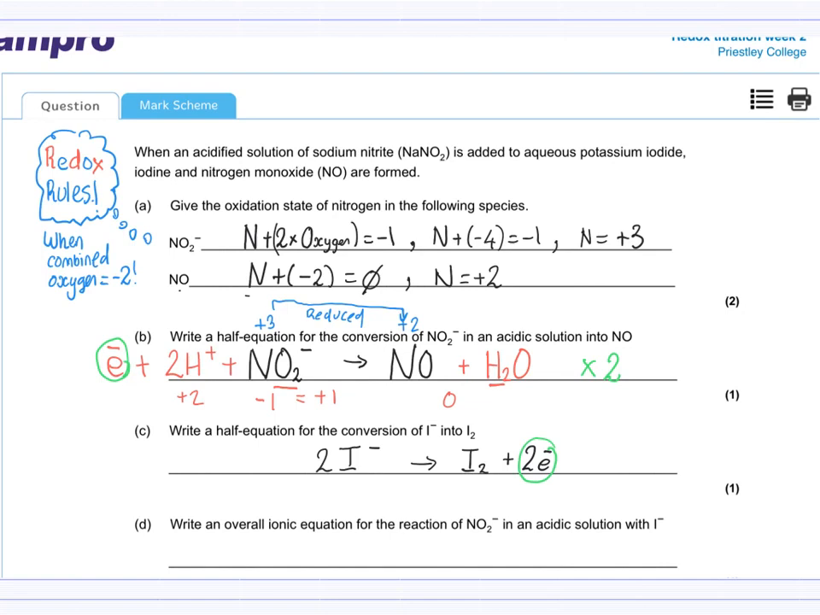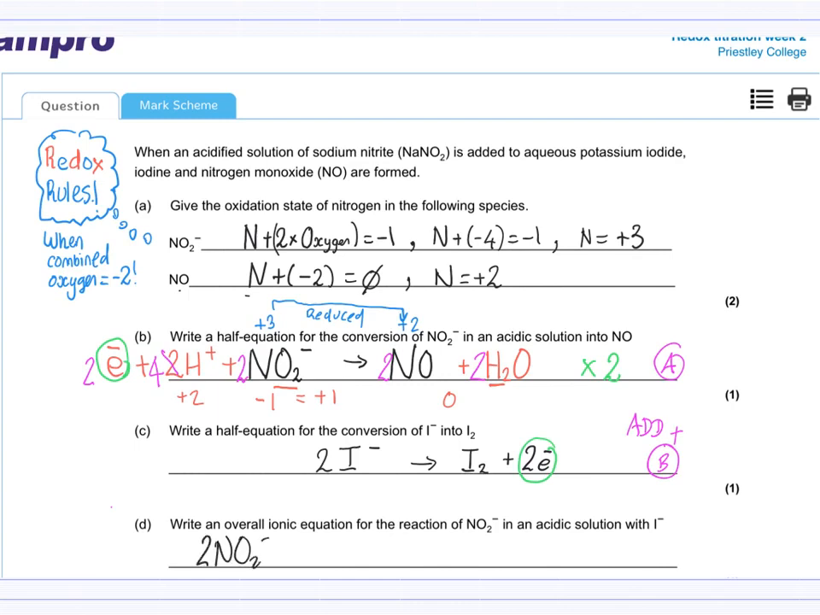Now before we add the two half equations together for part D, you need to make sure your electrons balance. So we need to times the top equation, everything in the top equation, by 2. So multiplying everything out on the top equation by 2, you then add the two half equations together. So that's half equation A and half equation B. Add the two together, bring them down to get the overall equation.